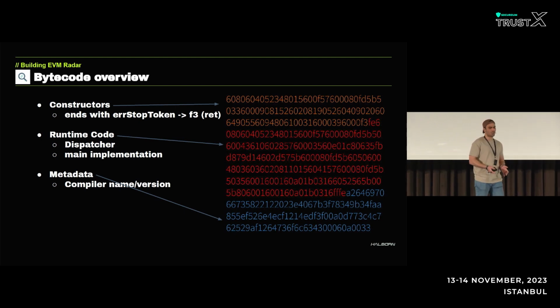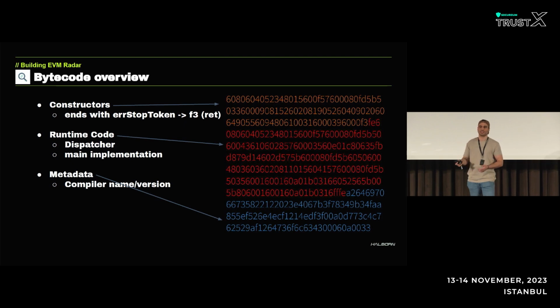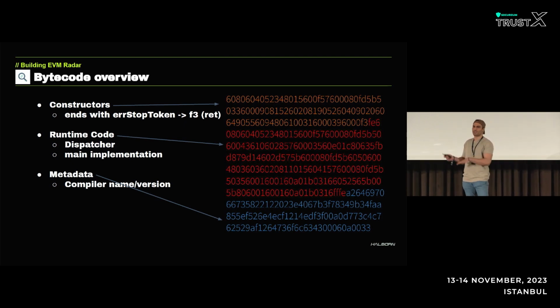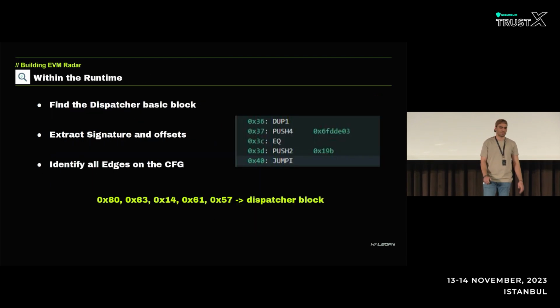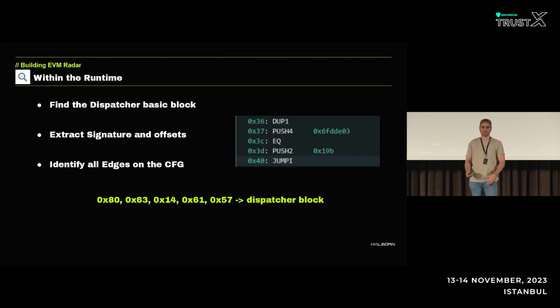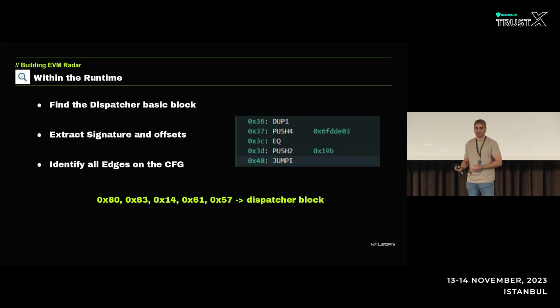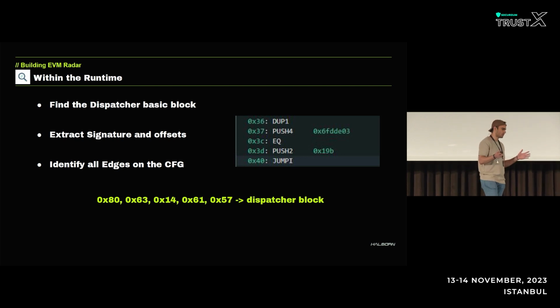So the actual thing we're going to look at is the runtime code, which contains the main implementation of the contract and the dispatcher function, or the main function. We're going to talk about this later on. Within the runtime, we have multiple tasks. We need to find the function dispatcher, extract the signature and offset, and identify basic code blocks, or CFGs, or all of the edges, because we're going to use them later on.